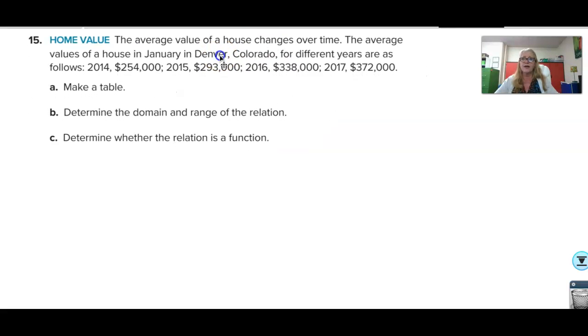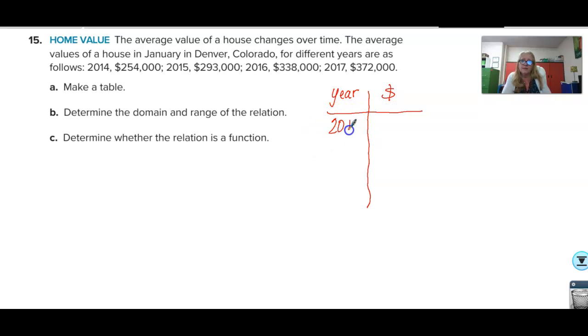Okay, the average value of a house changes over time. The values of a house in January in Denver, Colorado for different years are as follows: 2014, 2015, 2016, 2017. Make a table. Let's see if I can make a better table. It's so hard with this drawing tablet. Okay, so we'll put year and price.